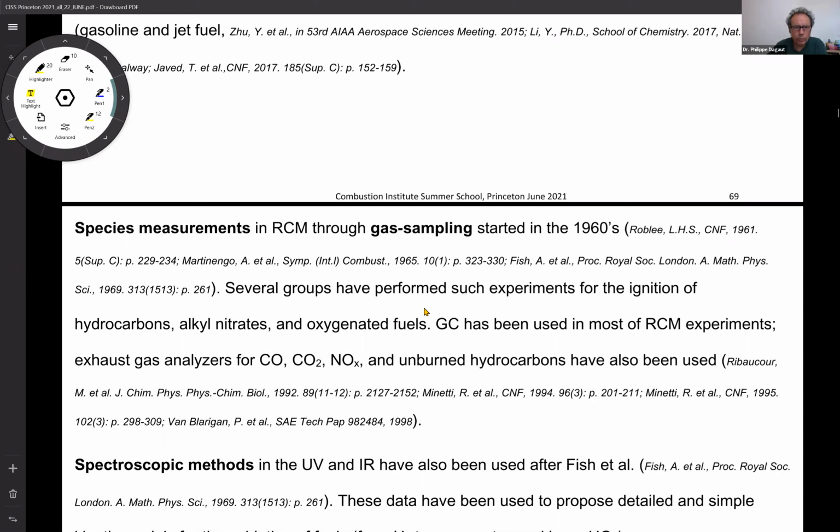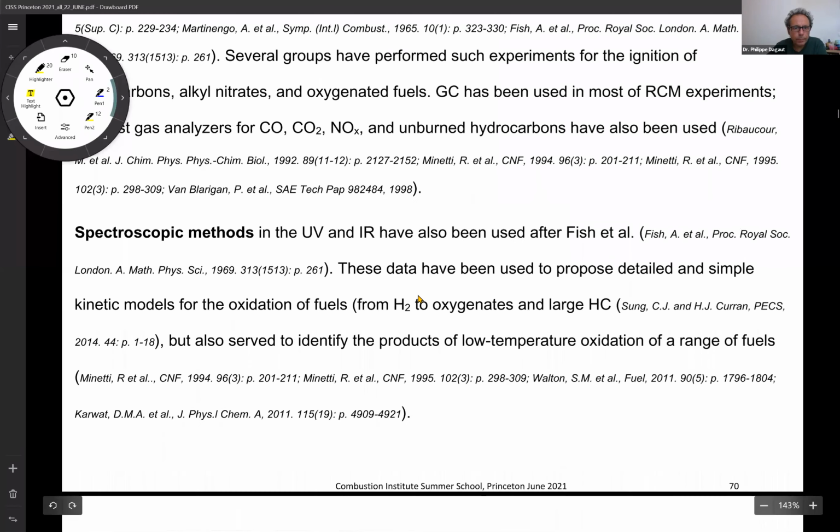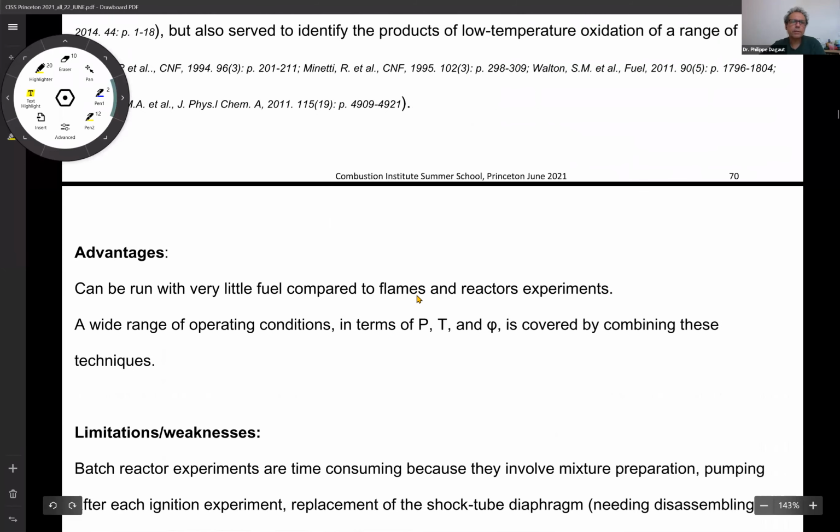But these experiments also serve to identify the products of low temperature oxidation of a range of fuels. And this was done at the University of Lille by Minetti and coworkers, and at Michigan University, in the group of Margaret Wooldridge. So the advantages are that we can run with very little fuel compared to flame and reactor experiments. A wide range of operating conditions in terms of pressure, temperature, and equivalence ratio is covered by combining these techniques.